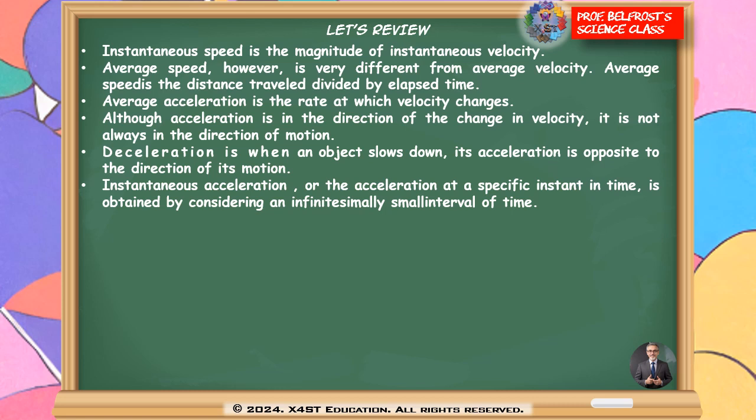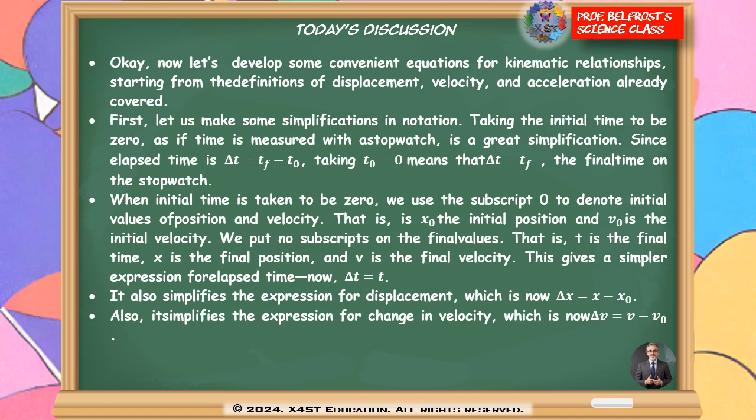Average acceleration is the rate at which velocity changes. Although acceleration is in the direction of the change in velocity, it's not always in the direction of motion. Another term for acceleration is deceleration. Deceleration is when an object slows down, and its acceleration is opposite the direction of its motion. Another important term to note is instantaneous acceleration, the acceleration at a specific instant in time, which is obtained by considering an infinitesimally small interval of time for the change in velocity. Okay, well done.